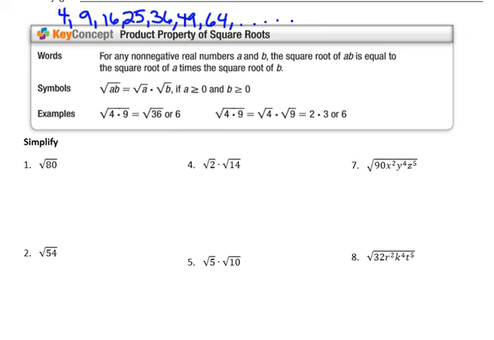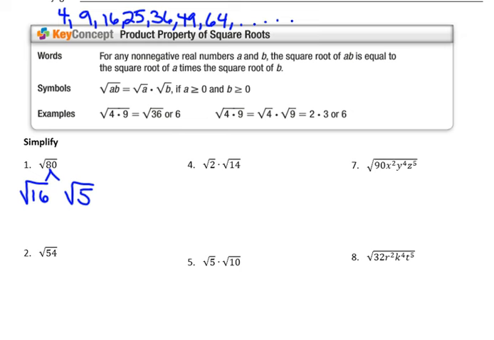Very similar to that. So when I look at 80, you always want to try to find the biggest one. So I know 4 goes into 80, but I'm going to see, is there anything else that goes in? 9 doesn't, so I'm going to check 16. And 16 does go into 80 5 times. So what I'm going to do is break this up into the square root of 16 and the square root of 5, because 16 times 5 is 80. They each get a square root because it's the square root symbol there.